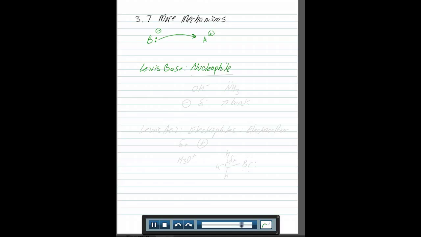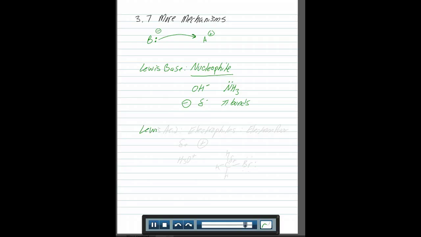Nucleo meaning nucleus, meaning positively charged, and phile meaning loving. So this is something that really wants a positively charged molecule. So nucleophile now is the term I might be using. Examples are hydroxide, and ammonia is a good Lewis base, it's got lone pairs. So anything that has a negative charge or partial negative; we'll also see in some cases pi bonds. Things with pi bonds can act as a Lewis base.